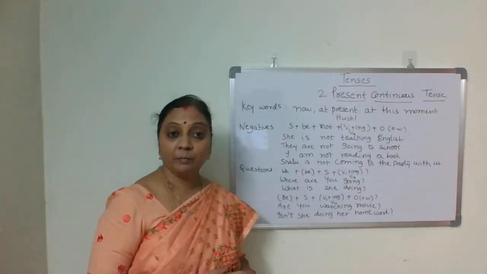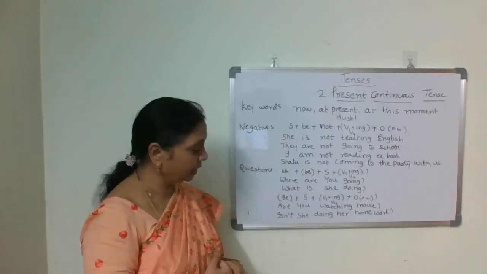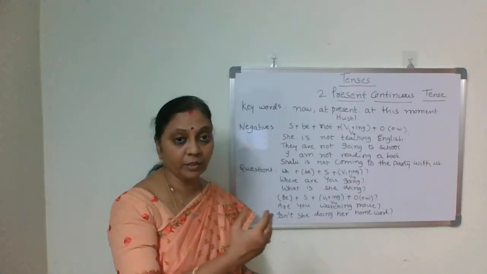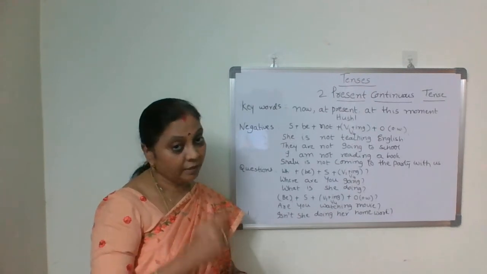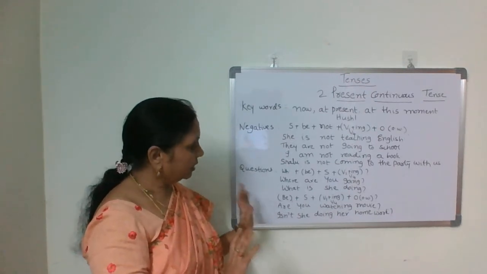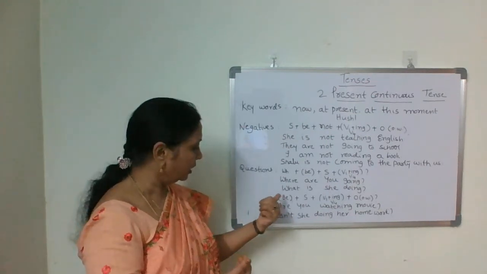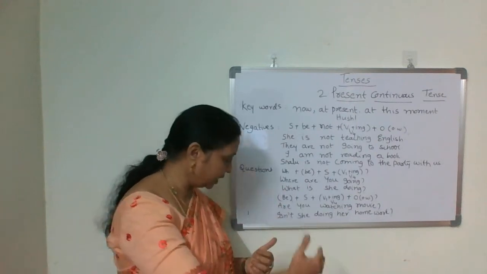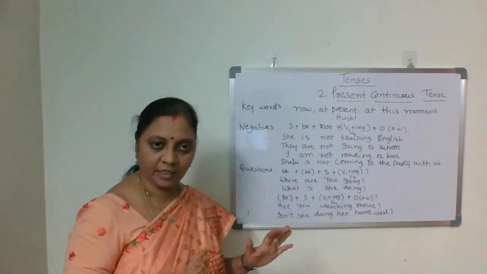Are you coming with me to the party? Okay, are you coming with me? Is she going there? Is she going to school regularly? Is she going to school? Okay, like that you have to frame using the B forms. Beginning itself B form, then subject, then V1 plus ing form, then object or any other word.